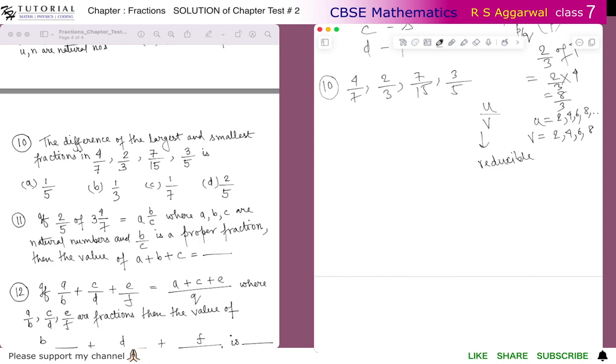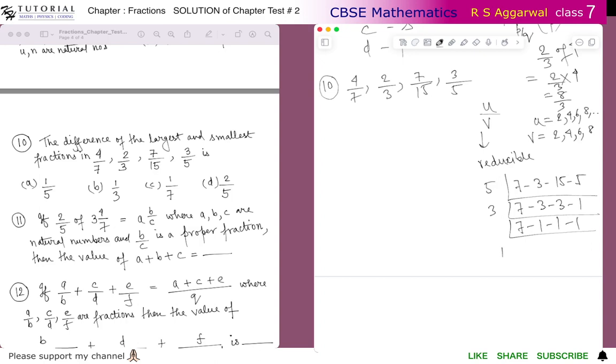To convert them to like fractions, we have to find the LCM of all the denominators. So let's find the LCM of the denominators, which are 7, 3, 5. The lowest prime number which divides at least two numbers inside the box is 5. So these are 7, 3, 3, 5. The next lowest prime number that divides at least two numbers in the box is 3. 7, 1, 1, 1.